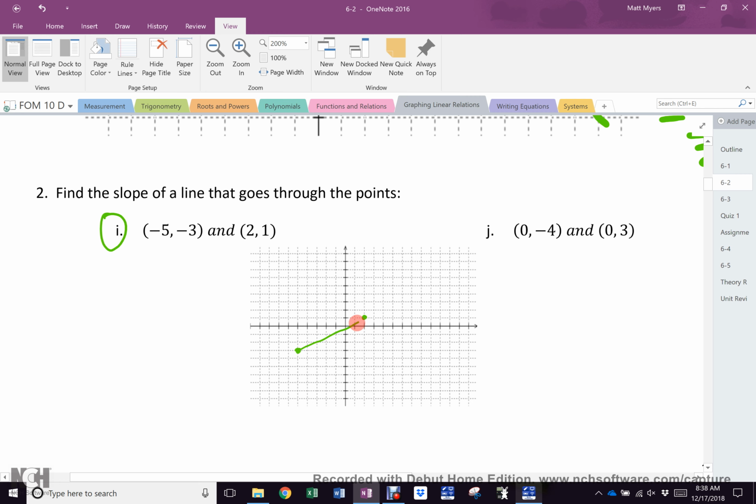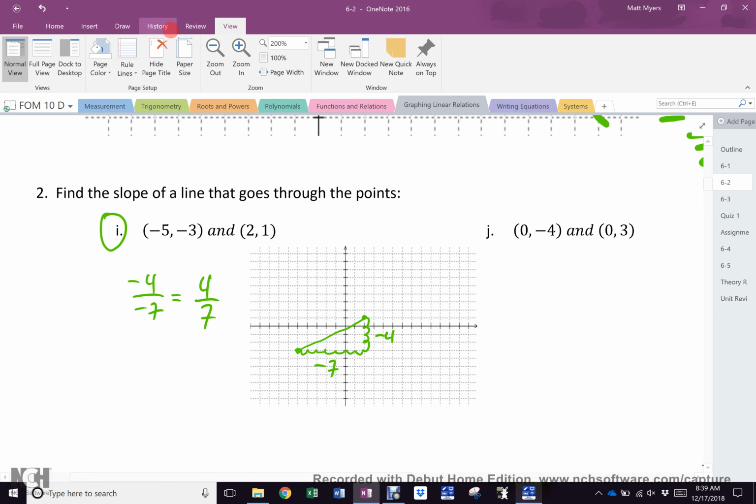Now I want that slope. How do I find it? You count. Does it matter which one I start at? No. If I start at the second one, I have to go down 1, 2, 3, 4. -4. And then I go left 1, 2, 3, 4, 5, 6, 7. -7. -4 over -7. 2 negatives make a positive. The slope is 4/7. Can everybody do it?